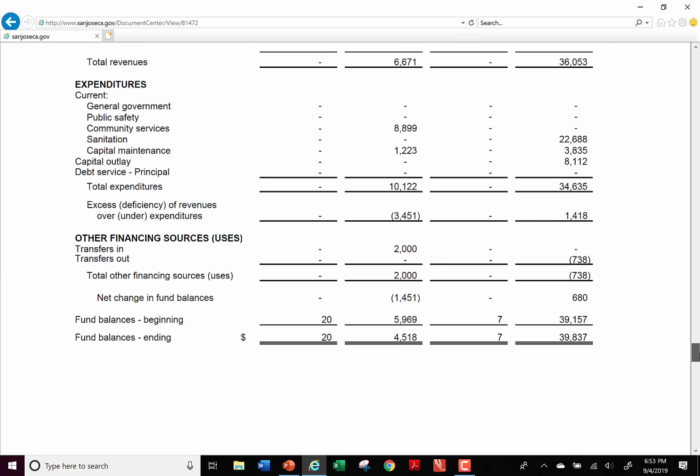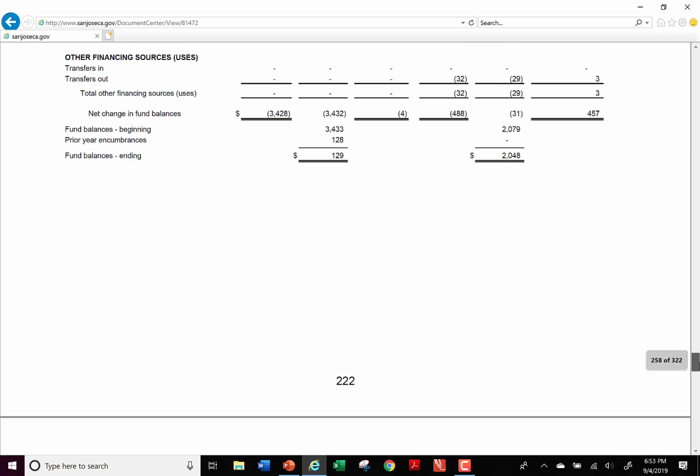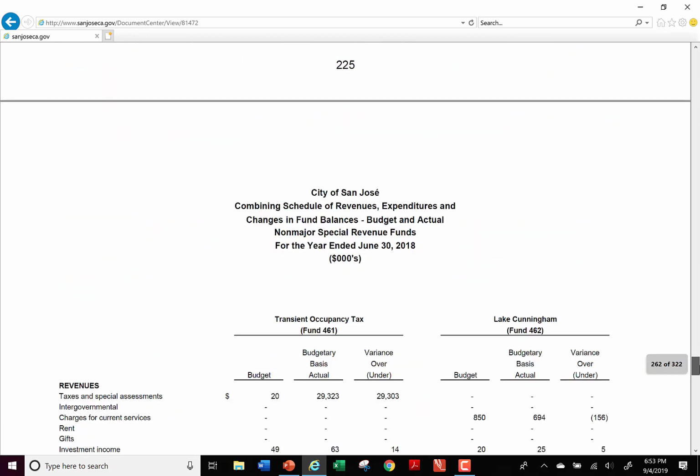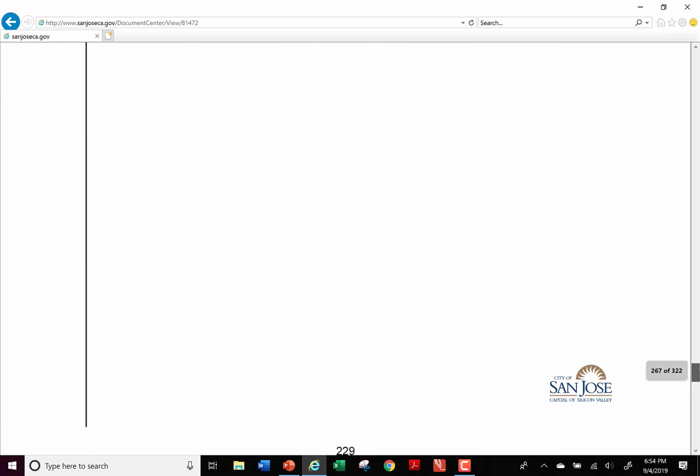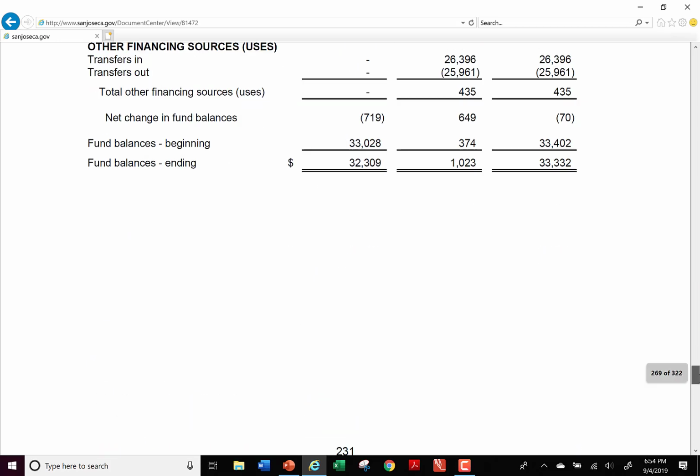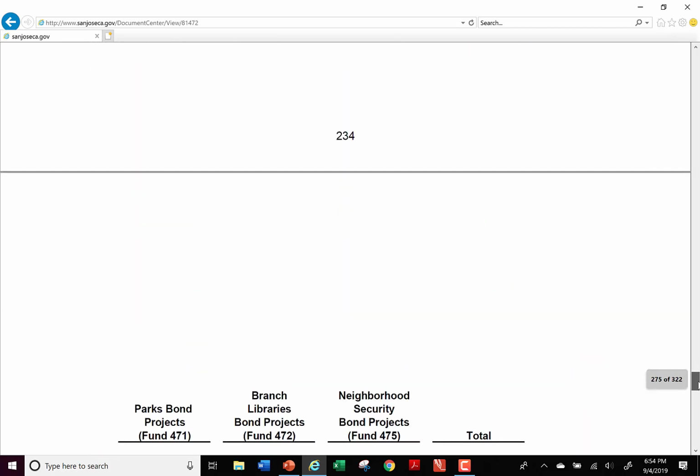It's on page 299. Egads. Really? There's 299 pages in this stupid thing? 322. What's wrong with them?